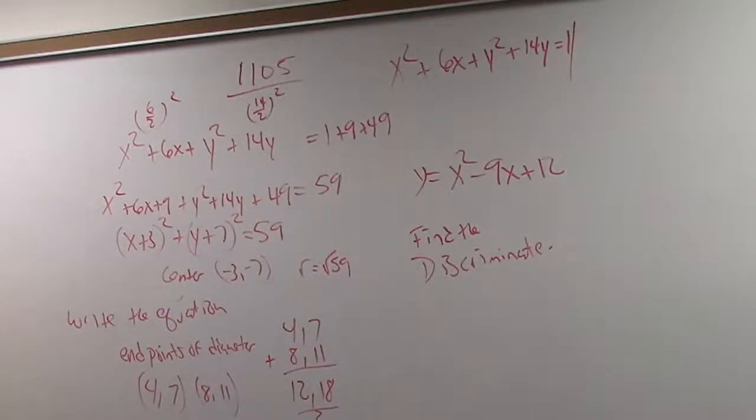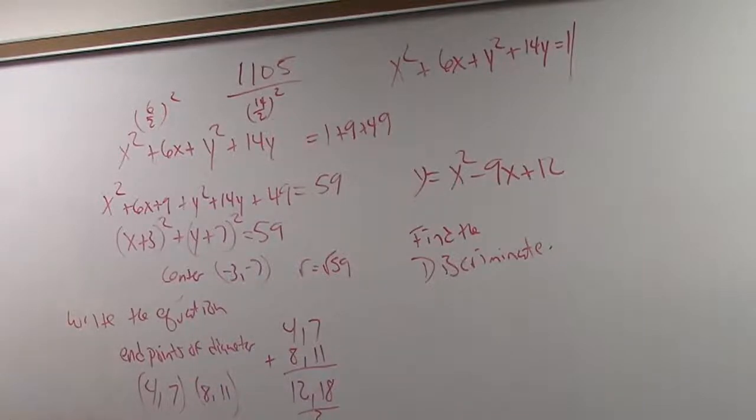8 minus 6 squared, 11 minus 9 squared. This is 4. This is 4. So 4 plus 4 is 8. And this is your equation. How'd you find the last part? Take one of these 2 points and plug it in for x and y. Plug in 8 for x, plug in 11 for y.